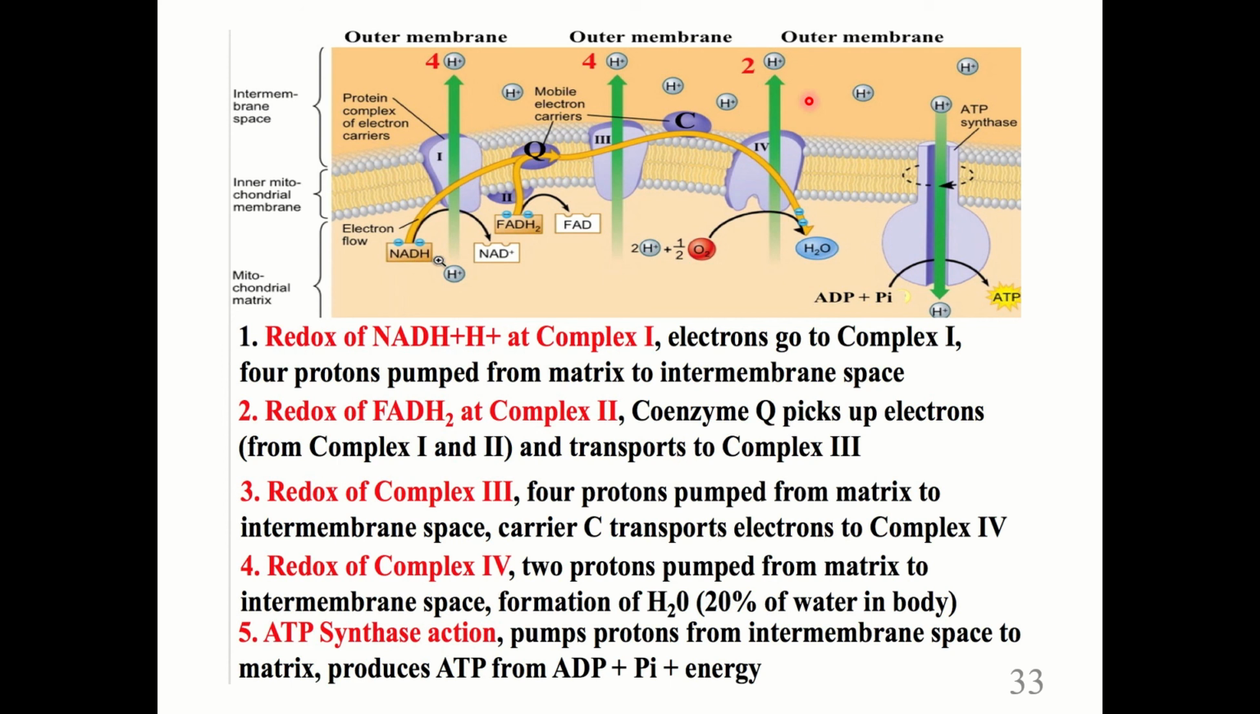In step 1 of the electron transport chain, there is a redox reaction of NADH plus H at complex 1. The electrons will go to complex 1, 4 protons pumped from the matrix to the intermembrane space, which is outside of the outer membrane.